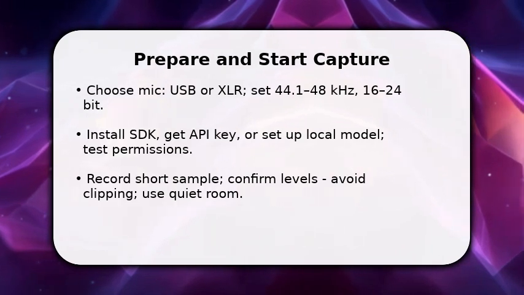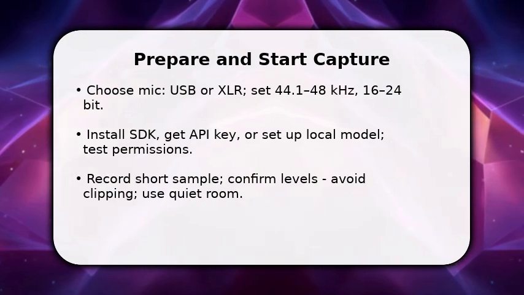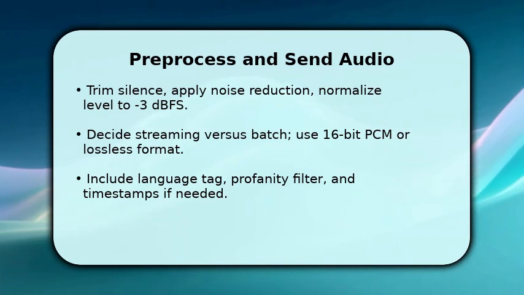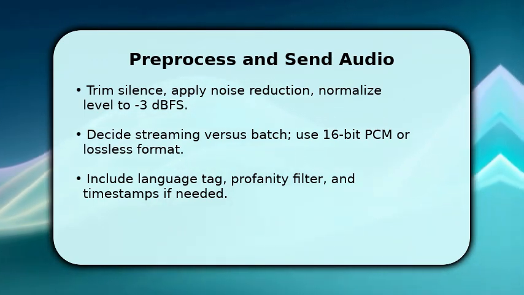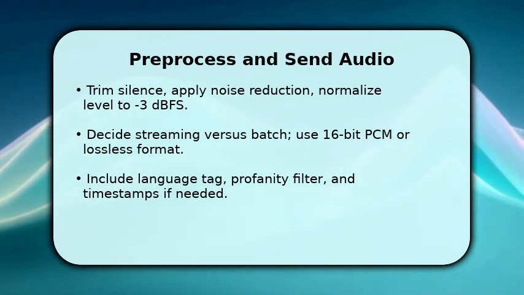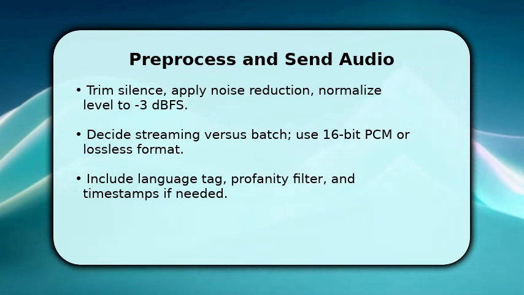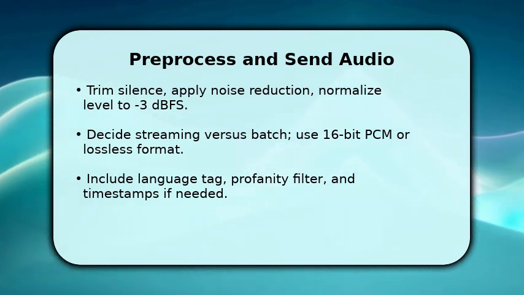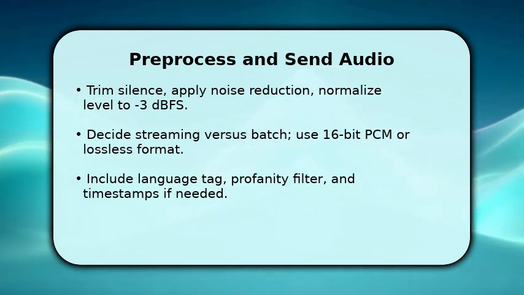Next, you clean and prepare audio before recognition. Run a voice activity detector to trim silence, apply light noise reduction, and normalize to about -3 dBFS. These improve model accuracy. Then choose streaming for live captions or batch for long files and package audio as 16-bit PCM or FLAC. Once packaged, send audio with language and model parameters, request timestamps if you need phrase alignment, and set confidence.